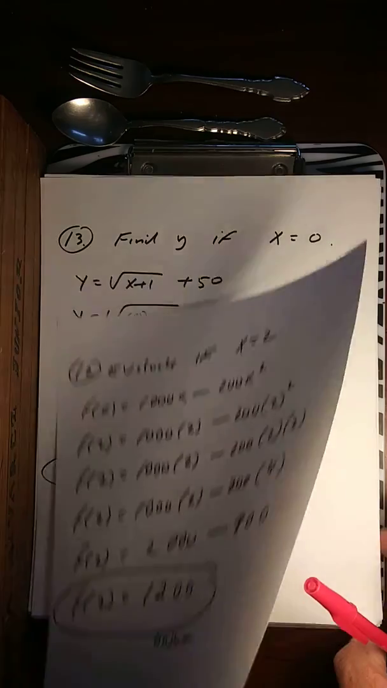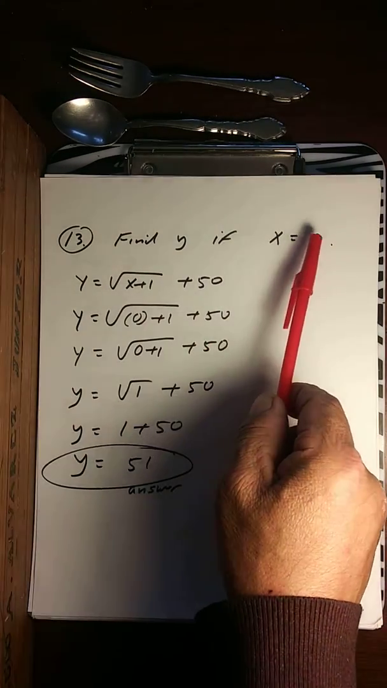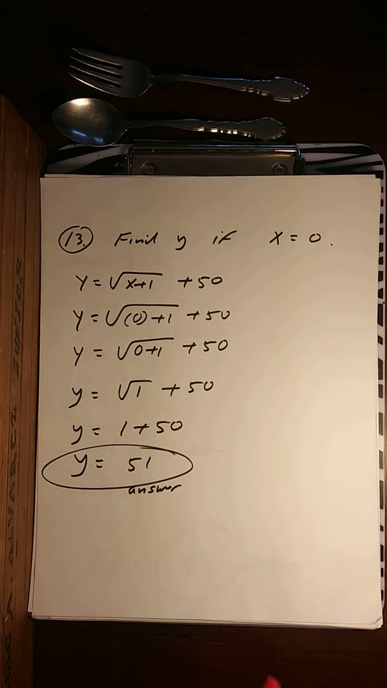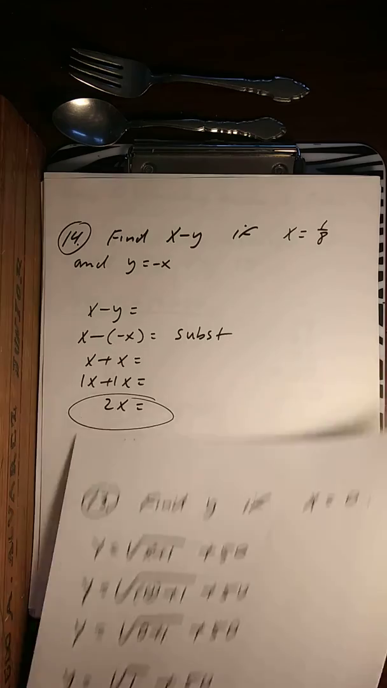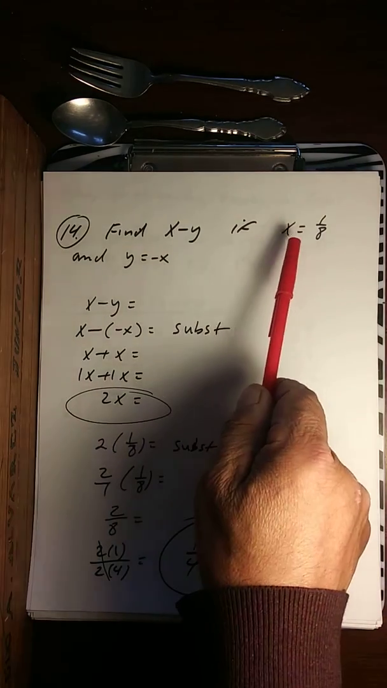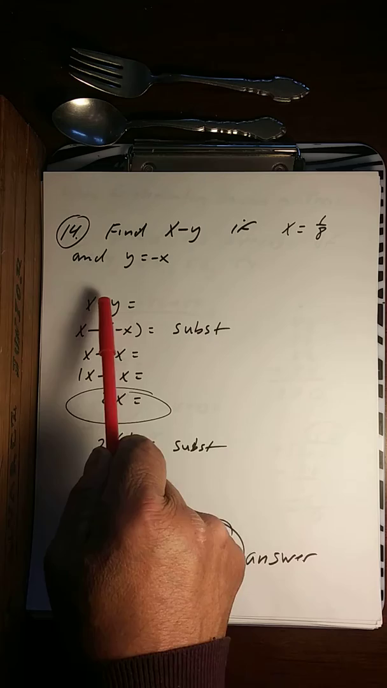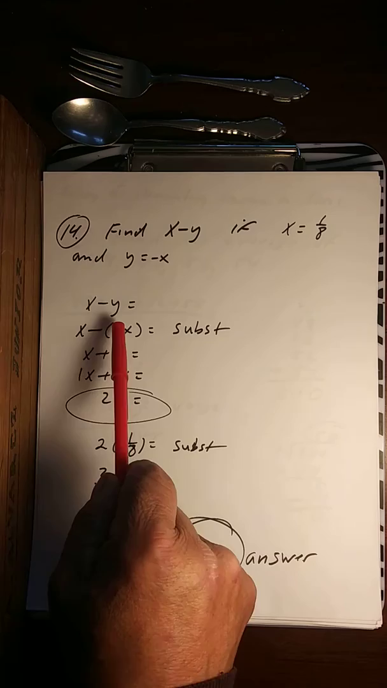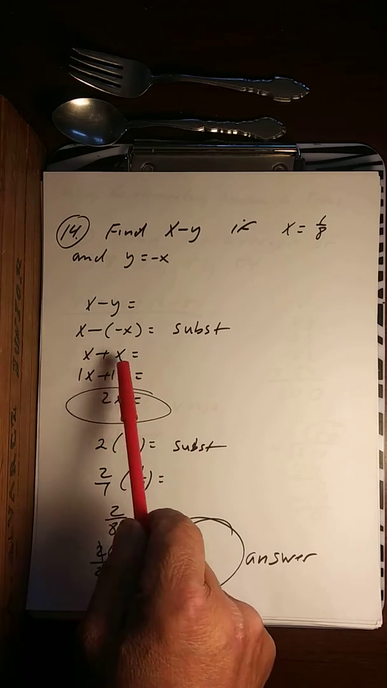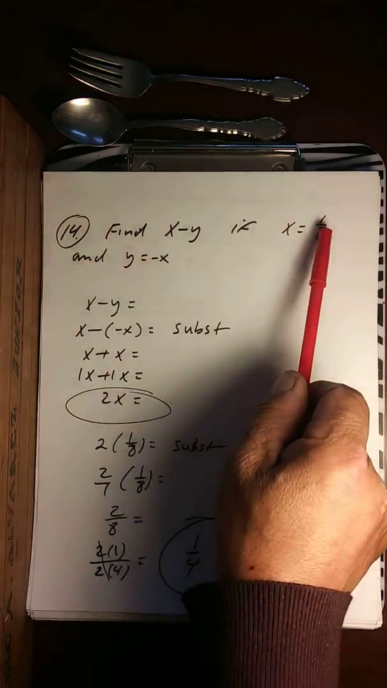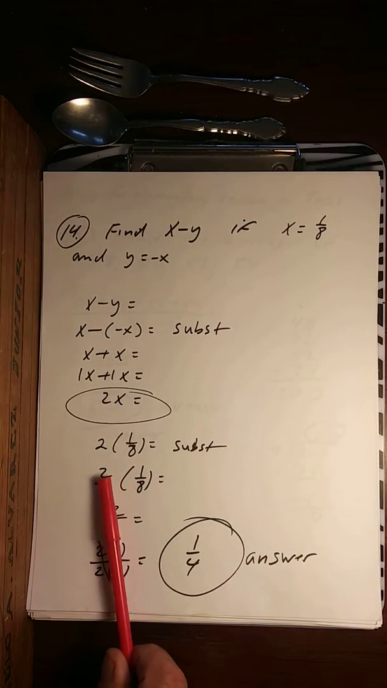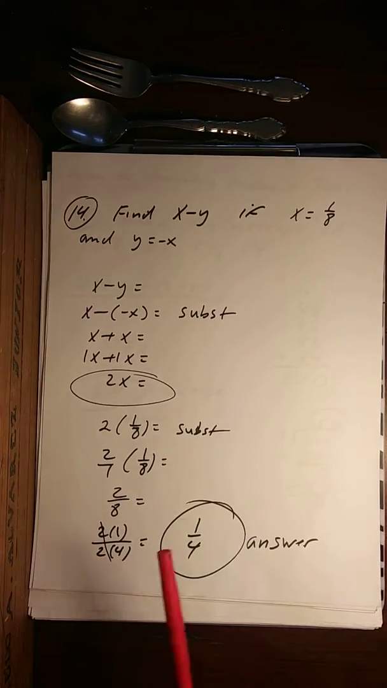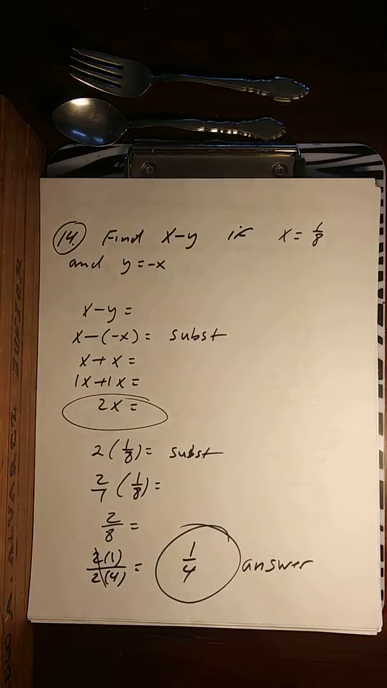Another function, yes. Find y if x equals 0. Put a 0 in there. 0 plus 1 is 1. Square root of 1 is 1 plus 50 is 51. Find x minus y if x is this number and y is a negative x. So x minus y, replace it. I know that y is that, so replace this one with a negative x. So negative negative is a positive. So we have 1x and 1x is 2x. So now put the number 1/8 in there for x. So 2 times 1/8 or 2 over 8. And that's going to be 2 times 1, 2 times 4, which is this. To cancel the 2s out. And what's left over is a 1/4.